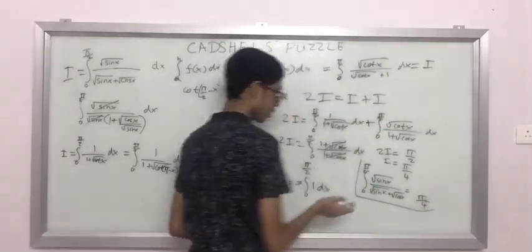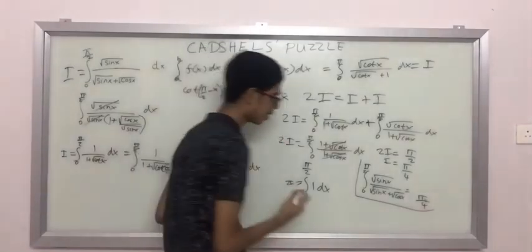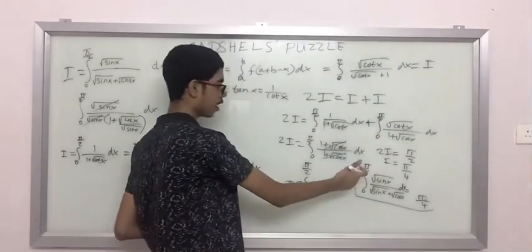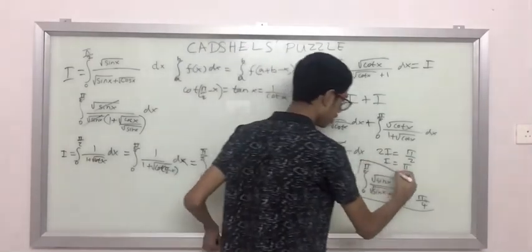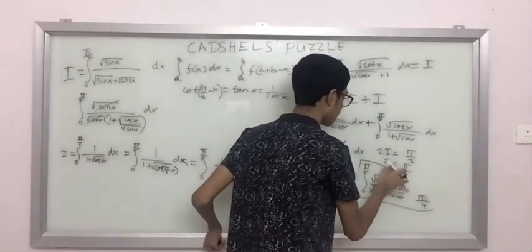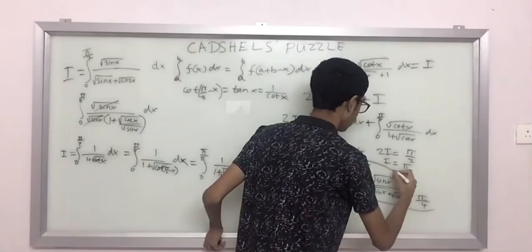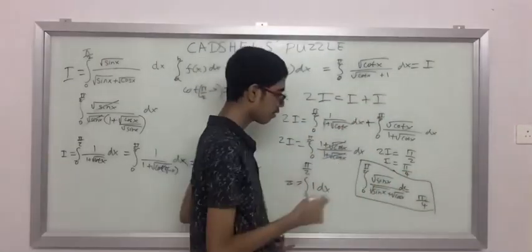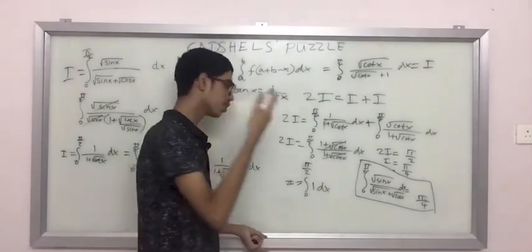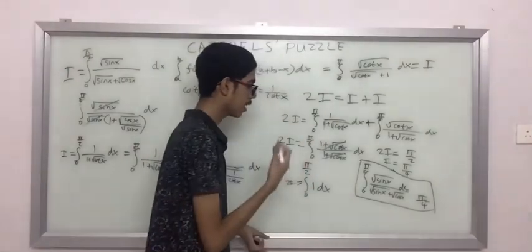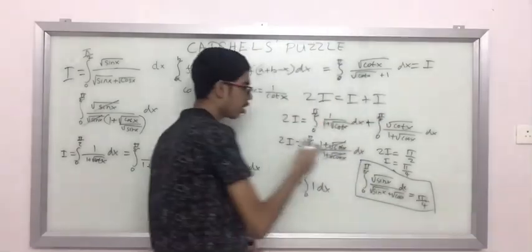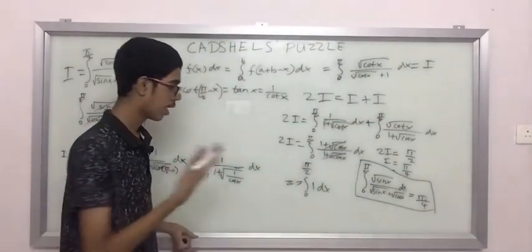It's not equal to square root of 5 by 4, it's equal to pi by 4. The integral of square root of sin x over square root of sin x plus square root of cos x dx from 0 to pi by 2 is pi by 4.